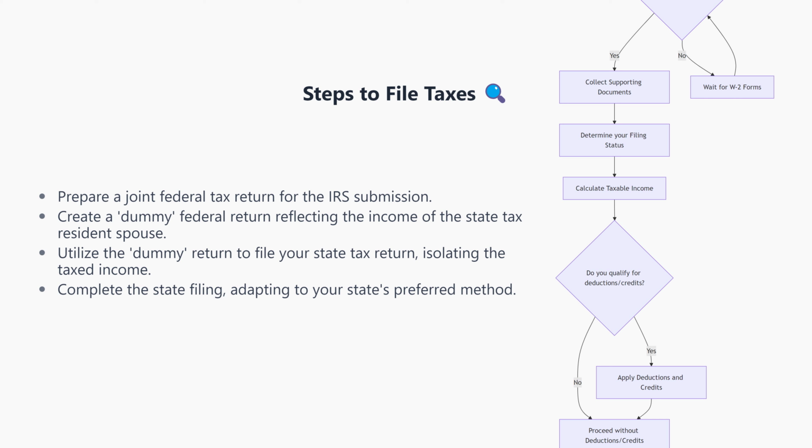Let's go through the steps you need to follow. First, prepare a joint federal tax return for the IRS. Next, a dummy federal return is created to reflect the income and deductions for just the state tax resident spouse. Use this dummy return as the basis for filing the state tax, isolating the income subject to state taxation. Then file the state return according to your state's preferred filing method, be it electronic or paper.